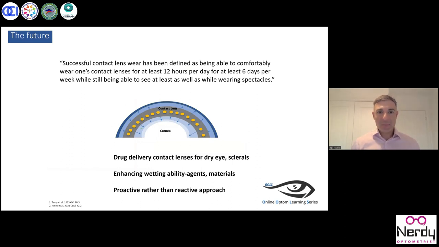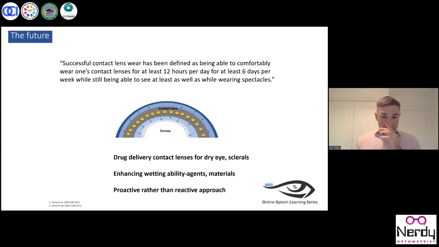We know Google are currently working on lenses where you blink and it changes your TV channel. And of course, there are implications where they could be useful for low vision as well. So there are various definitions of successful contact lenses, which is the theme of today. Really, this is one definition, where successful contact lenses have been defined as comfortable contact lenses for at least 12 hours per day, at least 6 days a week, whilst being able to see at least as well or better than with their spectacles.